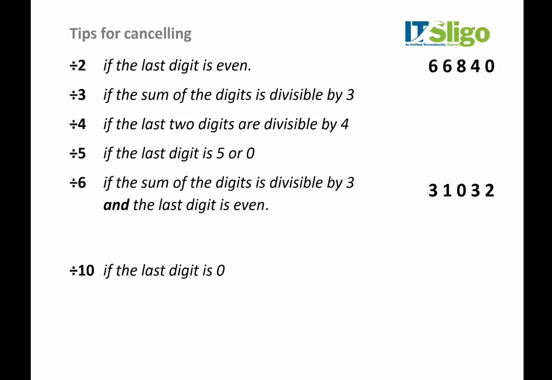So here, guys, the sum of the digits is 9. The last number is even. So we'll see if this is divisible by 6. 6 will go into 30, 5 times with 1 left over, 1, 7 times, and 2.